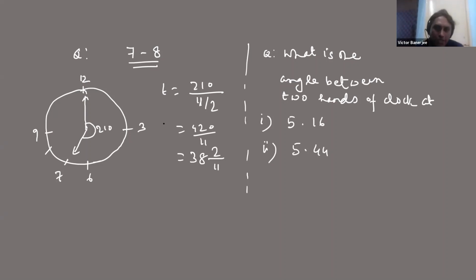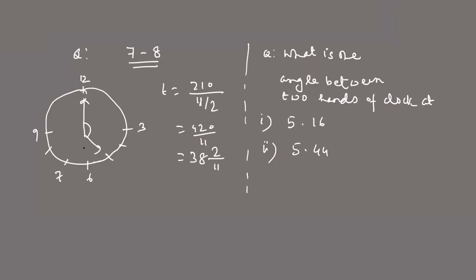So let me start with 5:16. How do you find out the angle first of all? 5:16 is between 5 and 6. So let us draw 5 p.m. first. So this is your 5 p.m. What is this angle, first of all? 150. So initially the angle is 150.